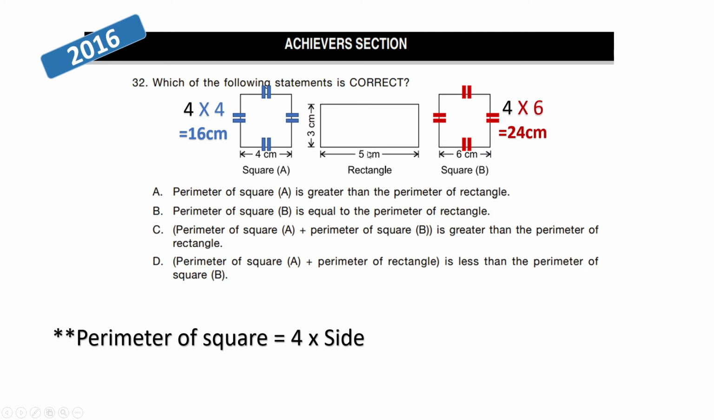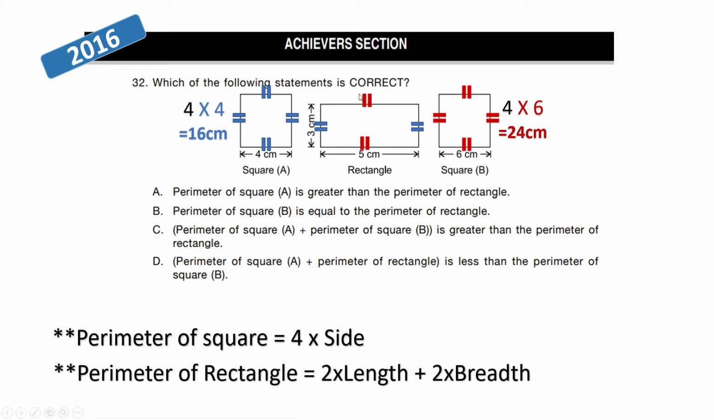Now let's find the perimeter of the rectangle. Now in rectangle, the opposite sides are equal. So that means the perimeter of the rectangle will be 2 times the length plus 2 times the breadth. So according to that, this will be 2 times 5 plus 2 times 3, which will be equal to 16 centimeter. So now we know the values of all the perimeters of the three images. Let's go one by one with the statements.